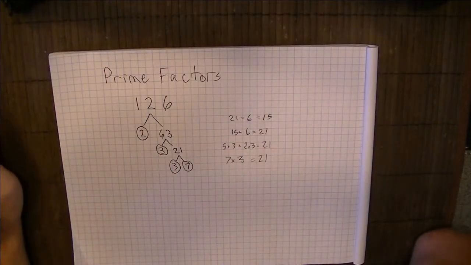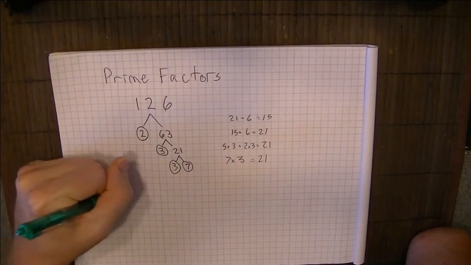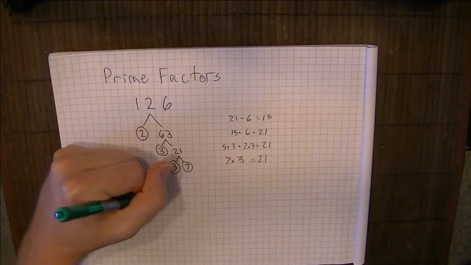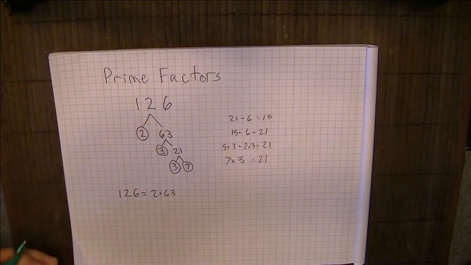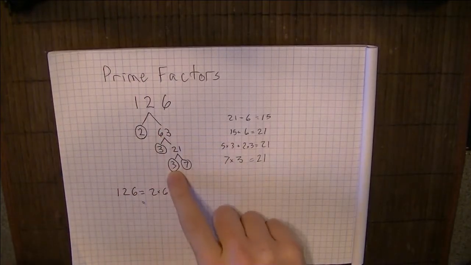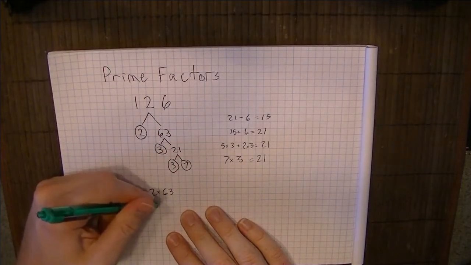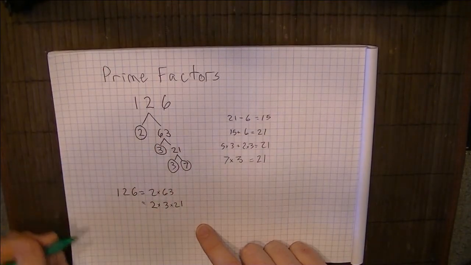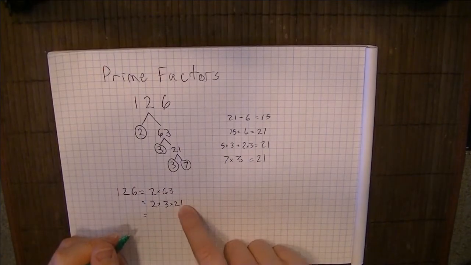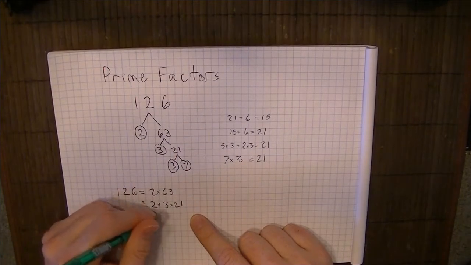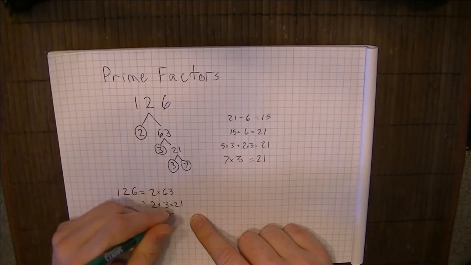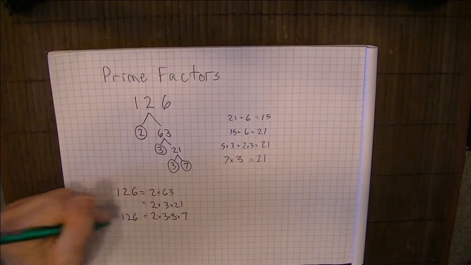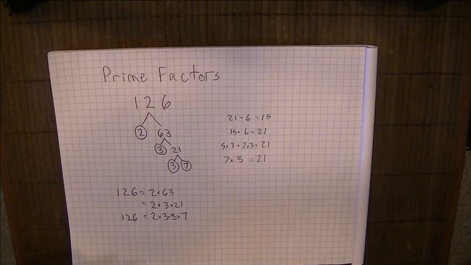So what have I got here? I've now said that 126 is equal to 2 times 63. But then I said that 63 is 3 times 21, so I can rewrite this as 2 times, rather than 63, I can rewrite this as 3 times 21. But once again, I said that 21 is equal to 3 times 7, so this is 2 times 3 times 3 times 7.